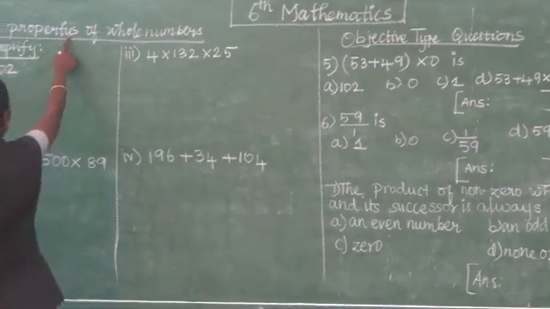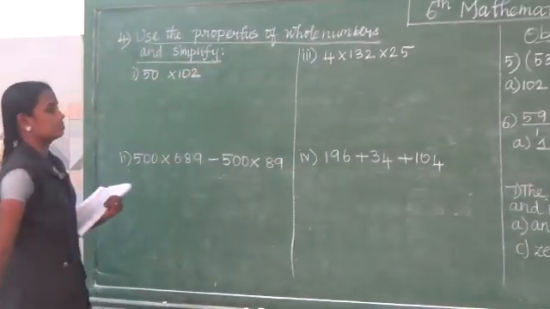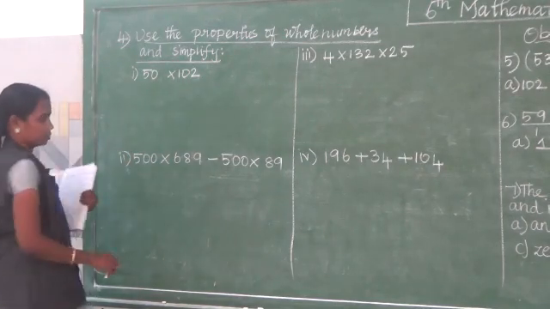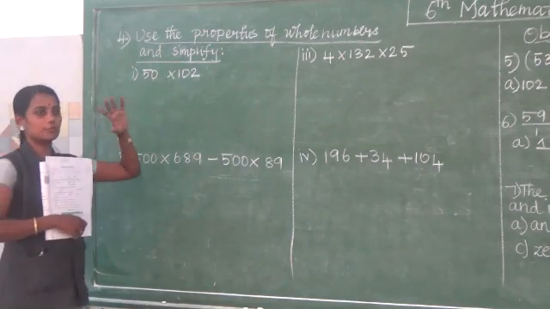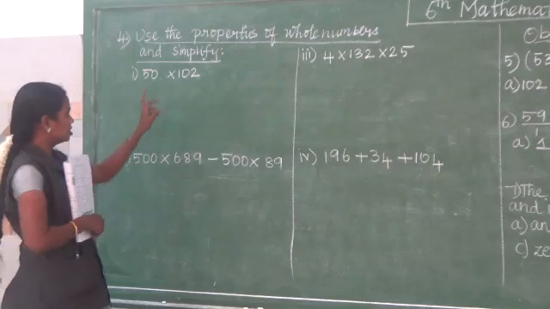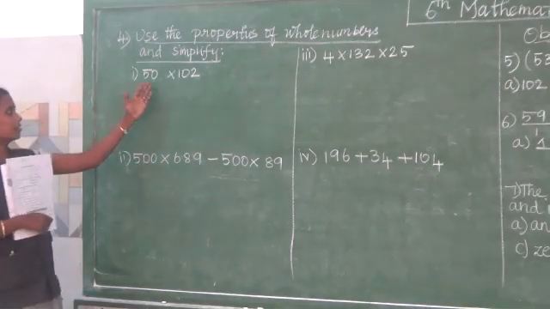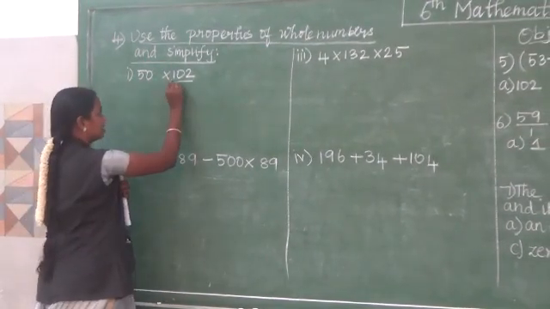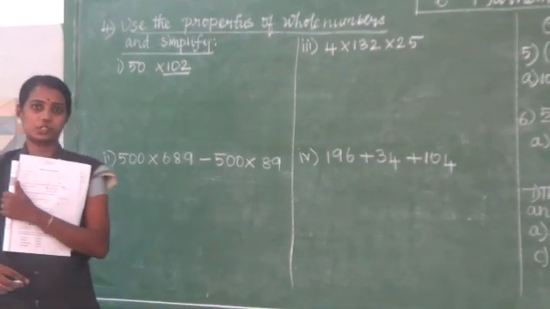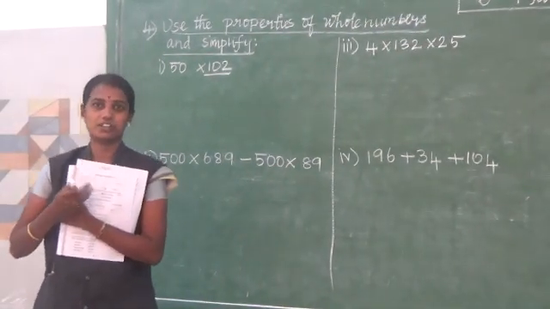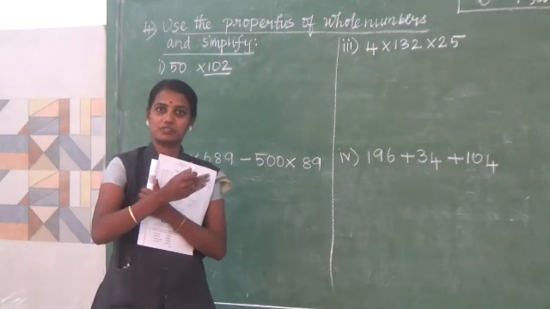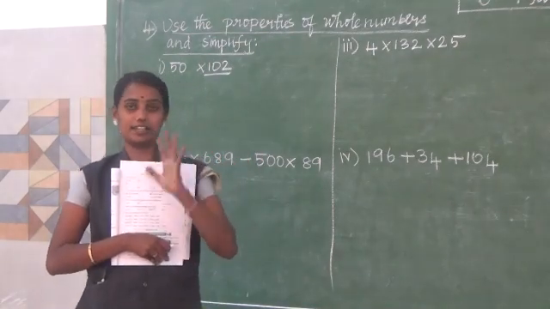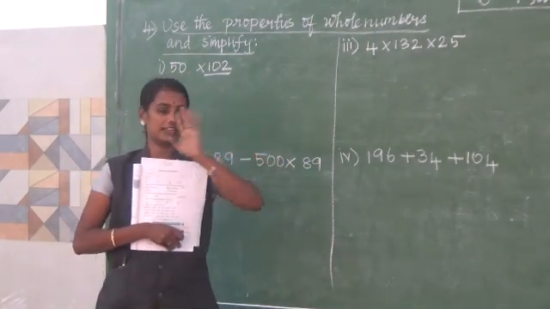Listen, use the properties of whole numbers and simplify. So which property is it? Okay, first question is 50 into 102. They have not asked you to write the property, use the property and solve. Okay, clear? So you can multiply directly. You can multiply 50 into 102, but they ask us to use the property. So listen to me, the 102 I can write as 100 plus 2. Why do I write 100 plus 2? Because it is easy to multiply when it ends with 0 or 5. So we know the 5 table and 10 table very clearly, and we never forget them.